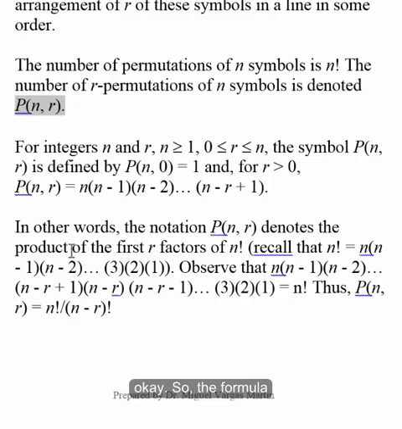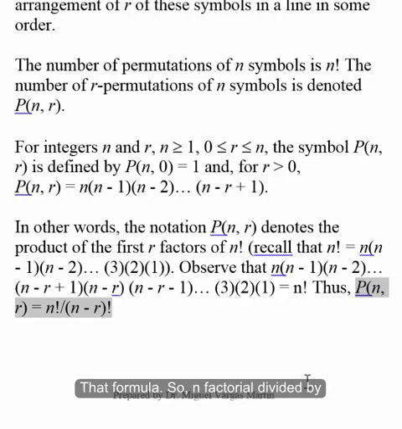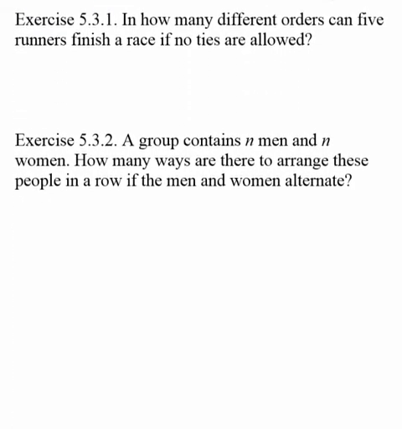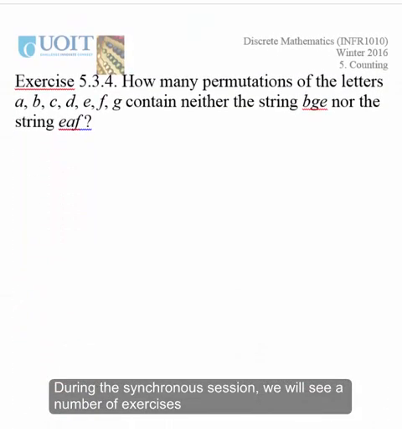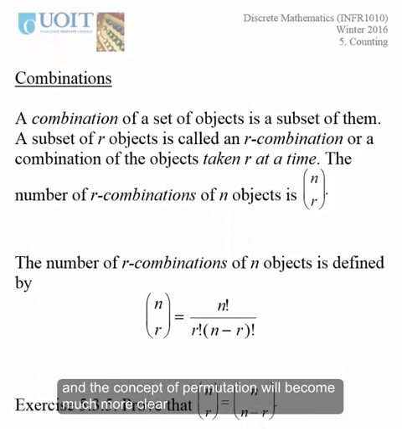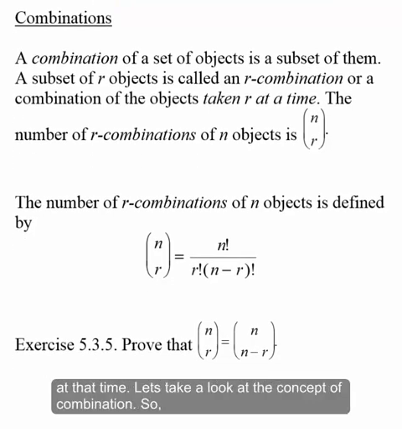Okay, so the formula to compute the R permutations is given by this number, that formula. So n factorial divided by the factorial of n minus R. During the synchronous session, we'll see a number of exercises, and the concept of permutation will become much more clear at that time. Let's take a look at the concept of combination.